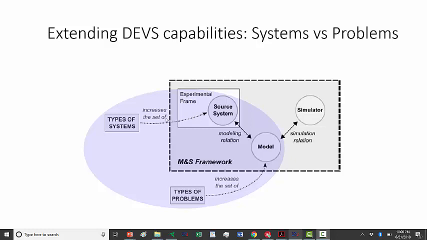Now we can distinguish types of systems being different kinds of source system, and types of problems as increasing the set of models that can be constructed. So we distinguish between types of systems, which will be variants of DEVS, and types of problems, which will be subclasses of DEVS.